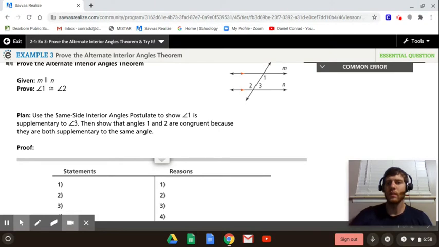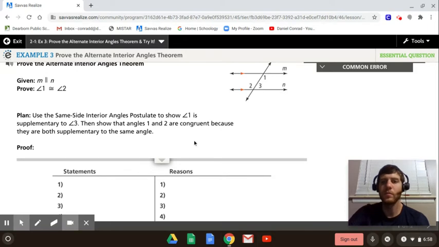For the alternate interior angle theorem, it's telling us if the lines are parallel, M and N are parallel, then the transversal is going to intersect them and create alternate interior angles that are congruent. So that's what we're trying to prove here in example 3. They give us a hint, saying to use the same side interior angle postulate. So we're going to do that.